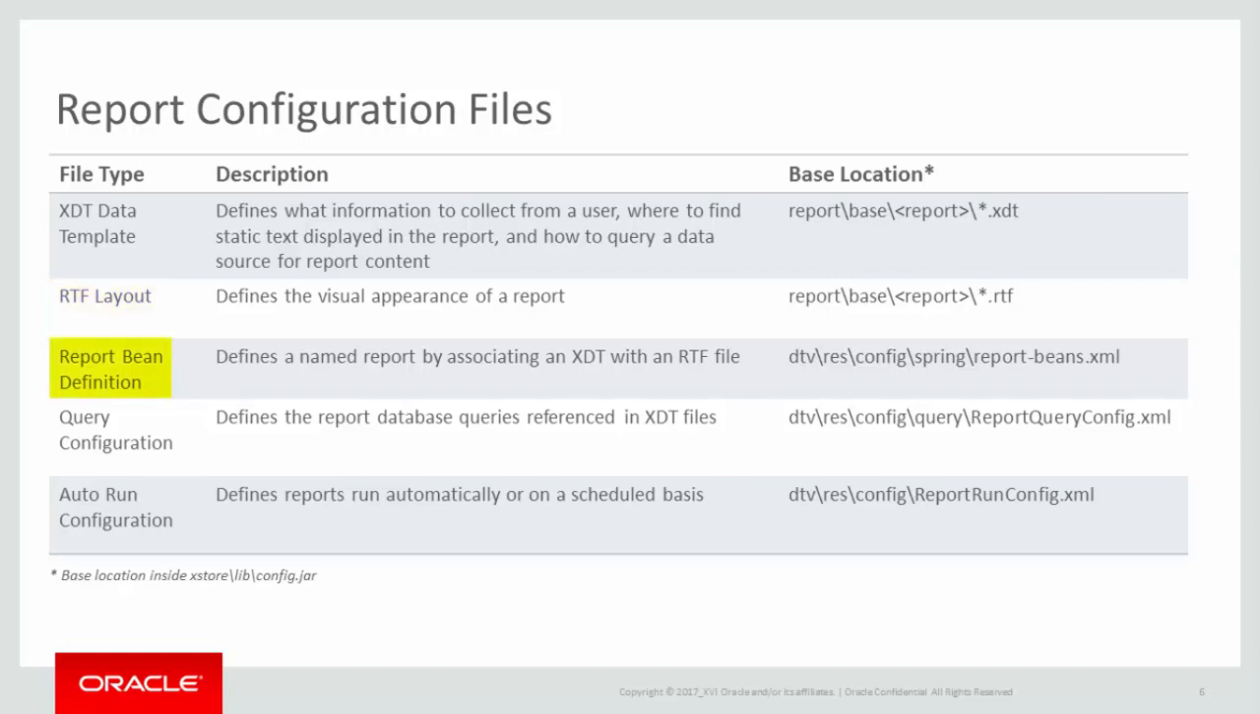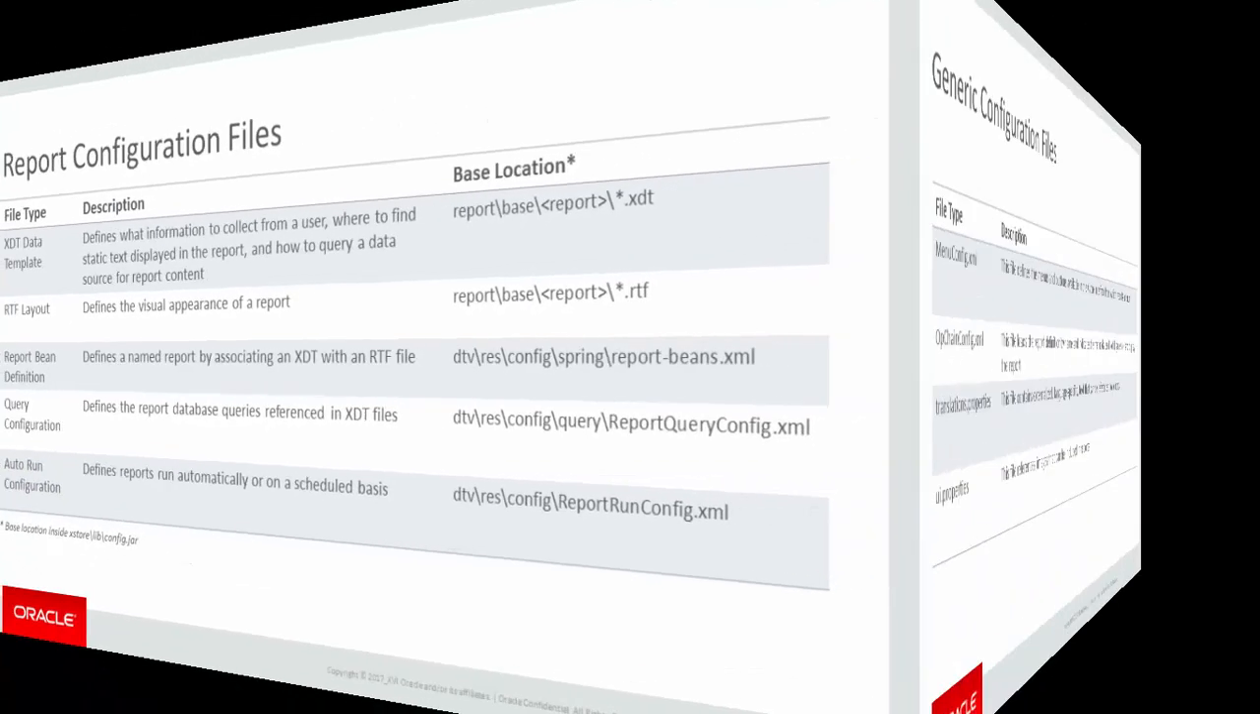Report bean definitions are spring beans that associate an XDT and an RTF file with a report name. Query configurations are referenced by XDT data templates for query-based reports. Query configurations identify SQL queries to be executed against the XStore database. Auto-run configuration is an XML file defining reports that are scheduled or those that are launched silently in the background during certain operations such as store closing.